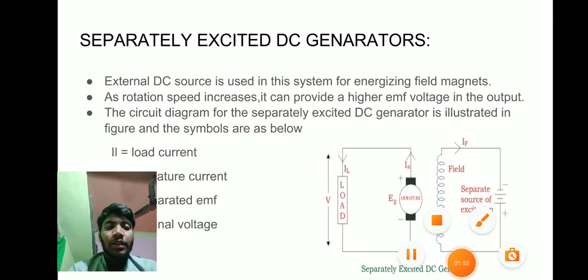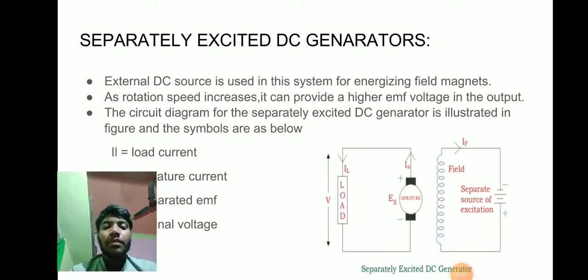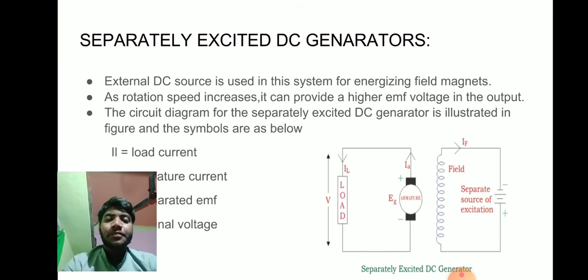Next one is the separately excited DC generator. An external DC source, that is a battery, is used for energizing the field magnets. As the rotation speed increases, it can provide a higher EMF and a higher output voltage.